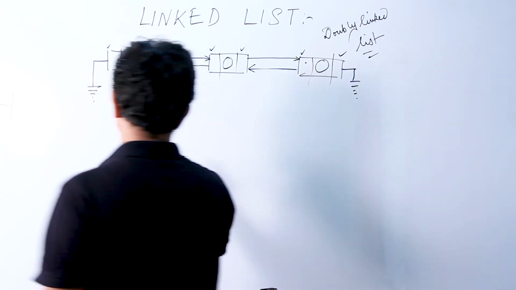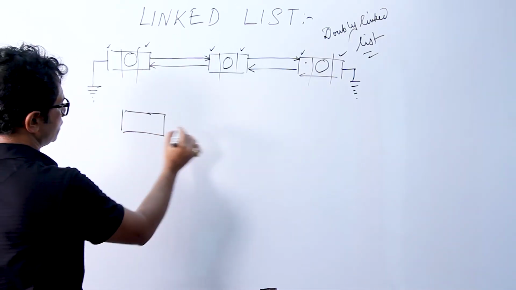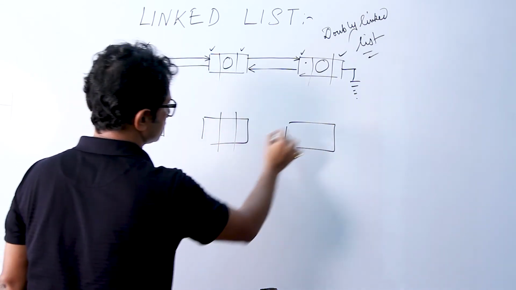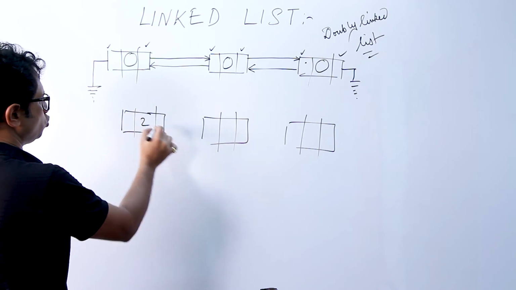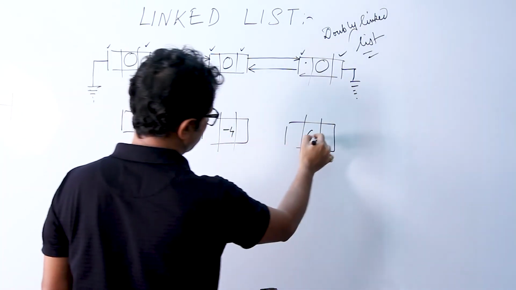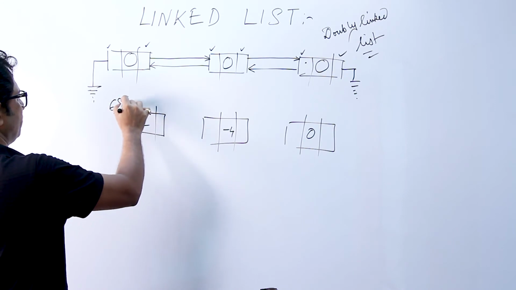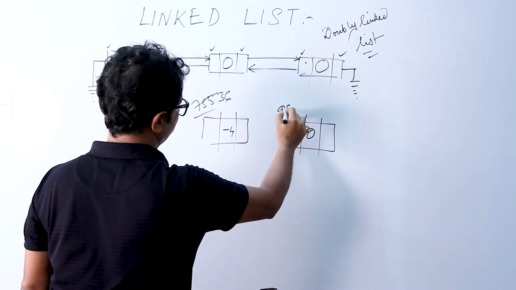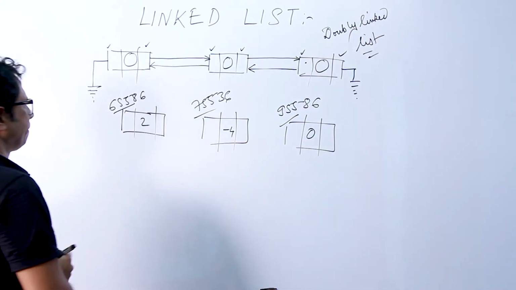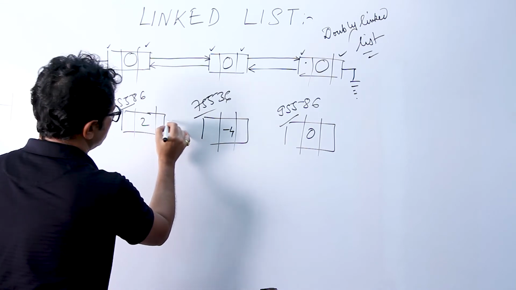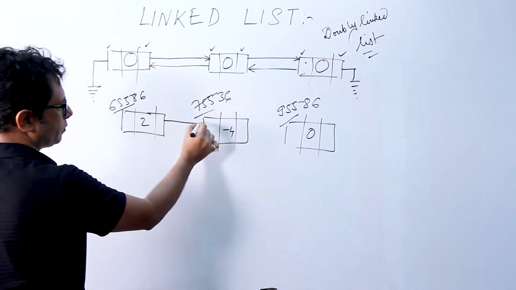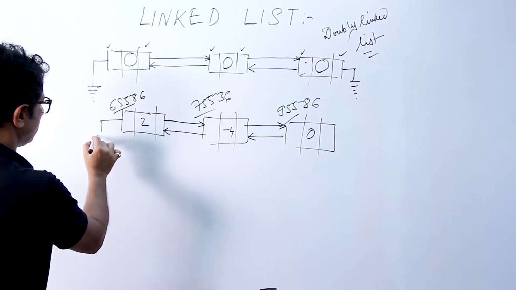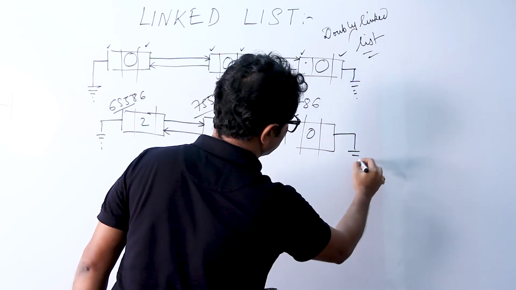Let us just write an example. Suppose this is a node, this is a node, this is a node. Suppose they contain the values 2, -4, and 0. The addresses are 65586, 75536, and 95586, something like that. Now this will be linked in this manner, this will be null, this will be null.